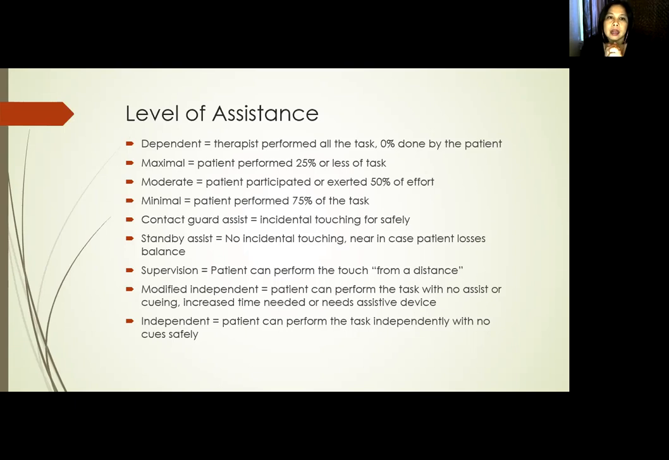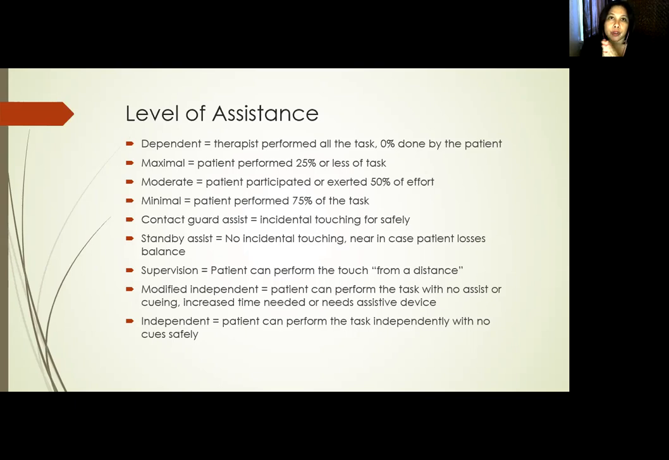Minimal assist, the patient performed most of the task and you perform 25% of the task. Contact guard assist is also called incidental touching. So you're touching the patient to guard, for example, in standing position. You're touching the patient because of unsteadiness. So you call that contact guard assist. If you're just standing near the patient, just in case the patient loses the balance, but you're not touching the patient, that is standby assist.